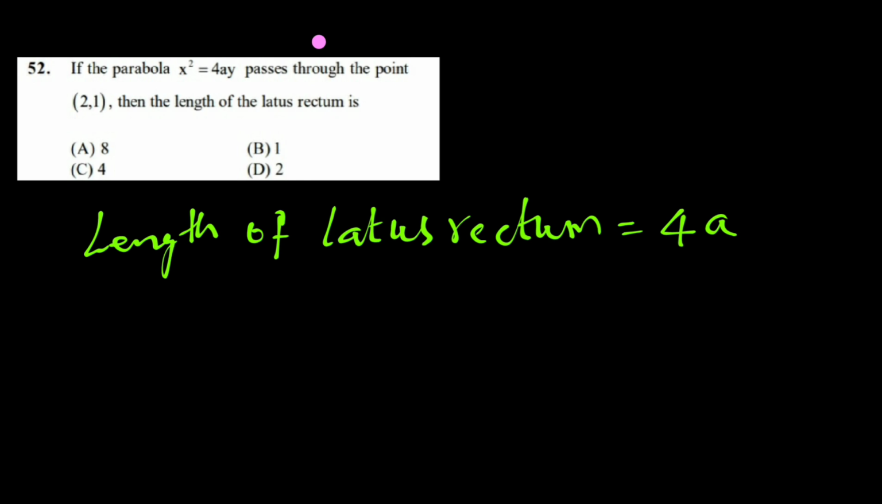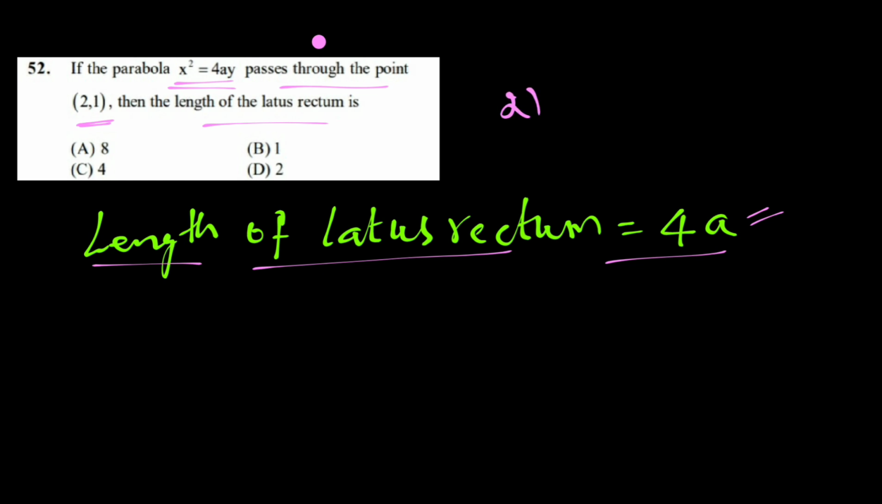Next, problem number 52. If the parabola x square is equal to 4ay passes through the point, then the length of the latus rectum. Length of the latus rectum formula is 4a. So we have to find the value of a here. Passing through the point means we substitute the point into that parabola.